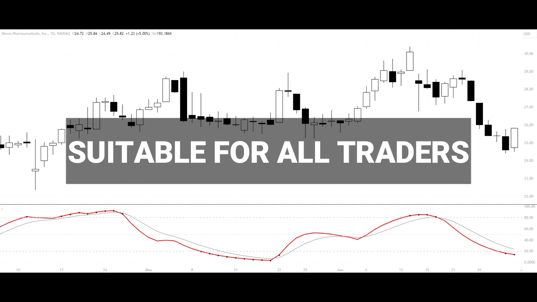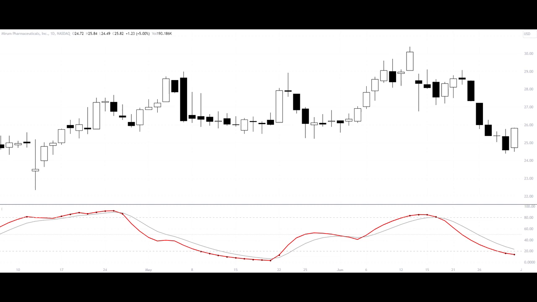One key thing to note is it's suitable for all traders. Doesn't matter what your experience level. It provides a clear, more reliable signal. It's easier to read. I think it'd help you make better decisions.